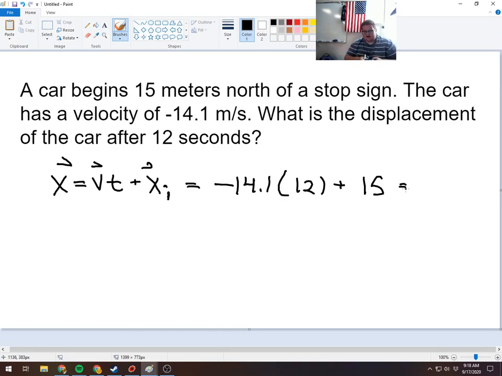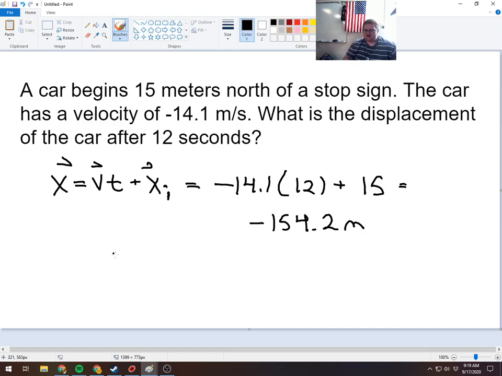Oops, I already messed up. Negative 14.1 times 12, that's okay. Why do we make mistakes? So we can learn from them. So I get, for my final answer, negative 154.2 meters. So obviously it's south, so 154.2 meters south is another way you can say that.